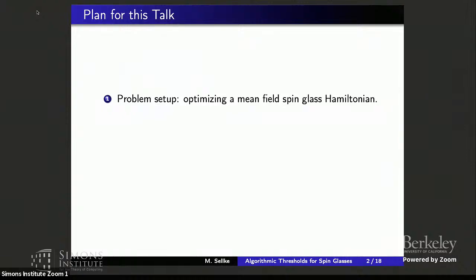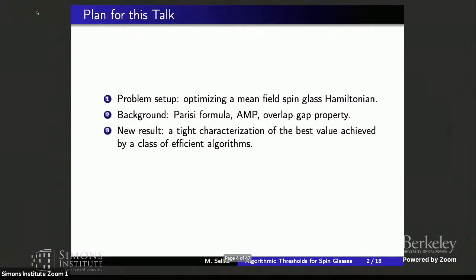I'll set up the problem, tell you what these functions we're trying to optimize are. Then I'll fill you in on various background material. I'll tell you about our new result, which is a tight characterization of the best value you can achieve with a certain class of efficient algorithms. And then I'll tell you about some of the key ideas involving ultrametricity and a branching version of the overlap gap property.